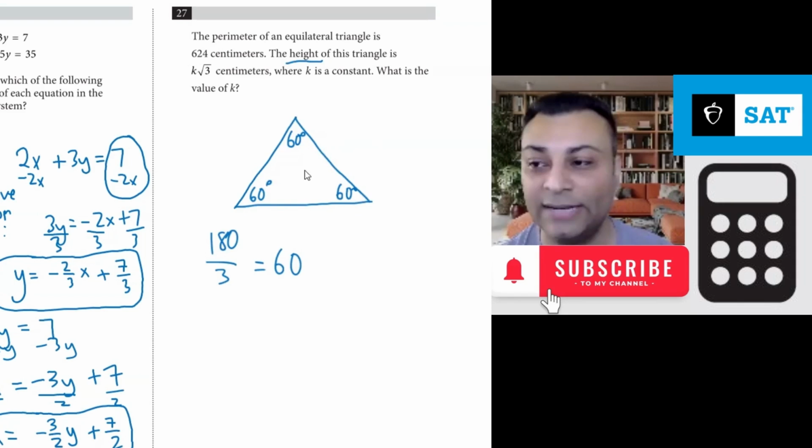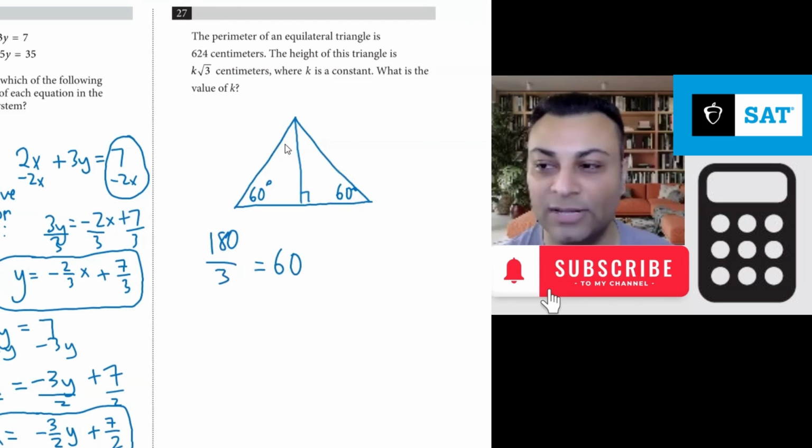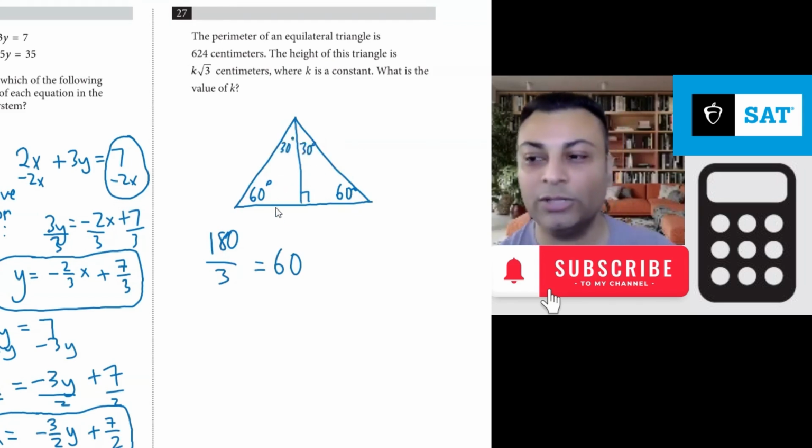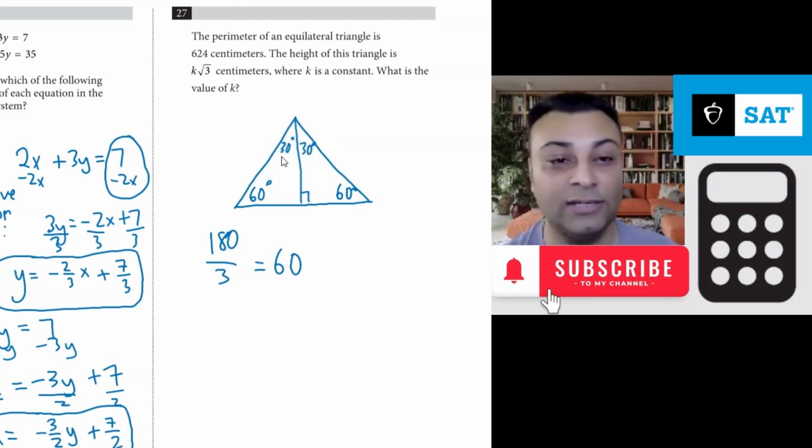So I'm going to drop a height down. I'm going to erase that real quick because I'm going to put a line right through. So here's the height of the triangle. Okay, that would bisect this angle. So now you would have 30 on this side and 30 on this side. What you have is a 30, 60, 90 triangle. You have one here and one here, but you have 30, 60, 90 triangles to deal with.